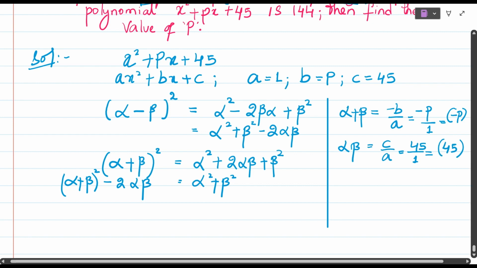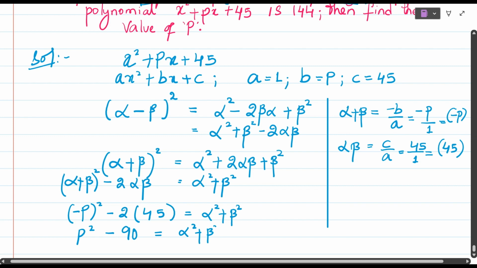So we have to apply these values here. Understood? So now we will apply the sum of the zeros and the product of the zeros in our alpha square plus beta square. So alpha plus beta is minus p. See, minus p whole square minus 2 into alpha beta, how much? 45. This is the value of alpha square plus beta square. Did you understand, students? So minus p whole square is p square, minus 2 into 45, how much? 90.